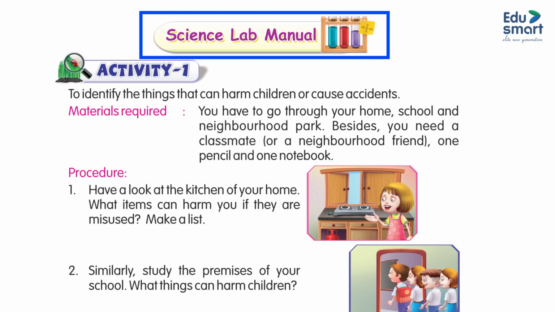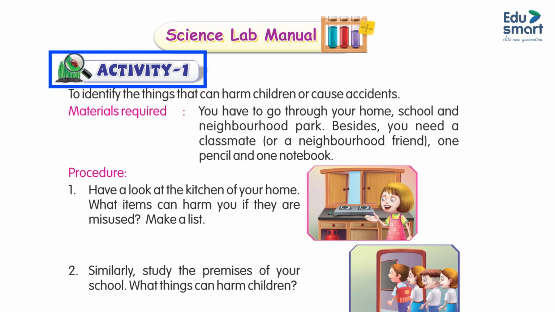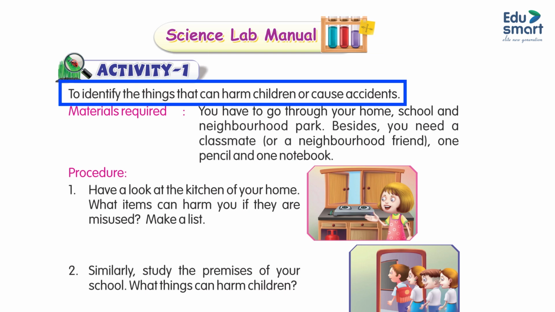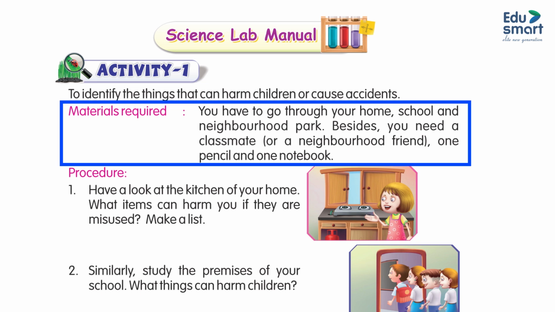Science Lab Manual. Activity 1. To identify the things that can harm children or cause accidents. Materials required. You have to go through your home, school and neighborhood park. Besides, you need a classmate or a neighborhood friend, one pencil and one notebook.